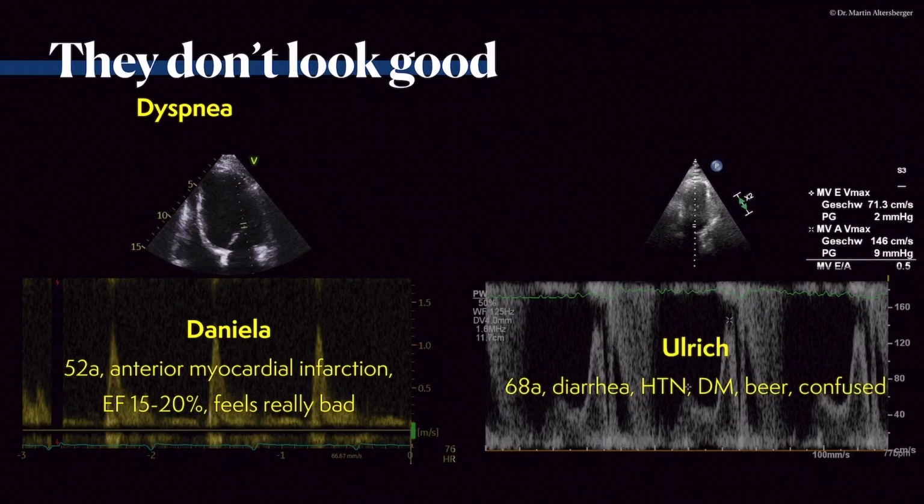Ulrich, on the other hand, is 68. He had diarrhea, hypertension, diabetes. He likes to drink beer, and he also presented confused and stated being dyspneic.